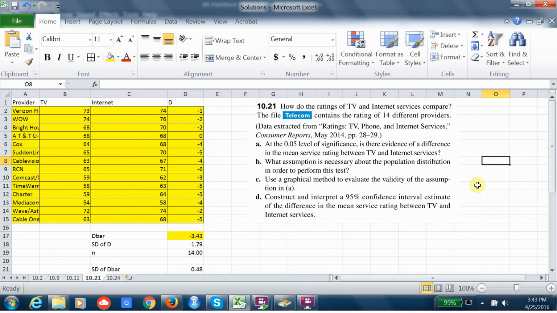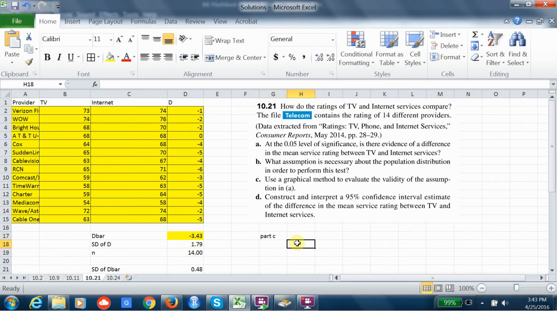We can use a graphical method to assess the validity, and basically here we would want to check and see that this looked like it came from a normal distribution. So we could go ahead and make, say, a histogram. Okay, for part C, I'll just do this over here.